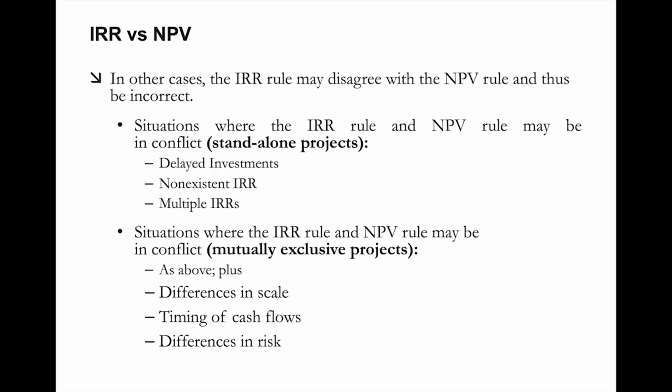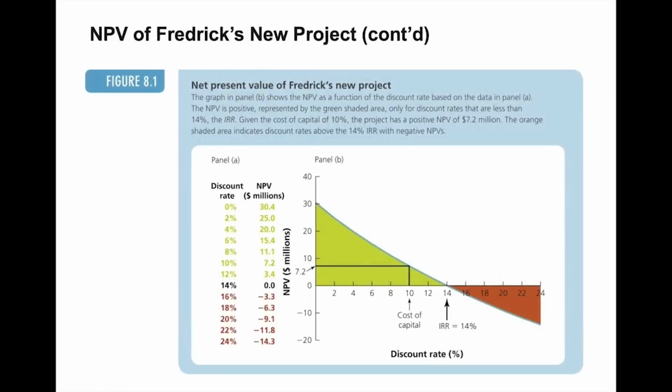Non-existent internal rates of return. If there is no internal rate of return, essentially the NPV is never zero. So if we go back to our figure 8.1, imagine this curve here never intersects the x-axis. We would not get an internal rate of return in this case because the NPV is always going to be positive.